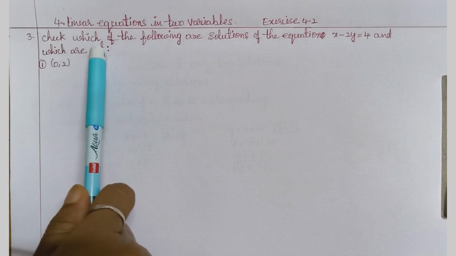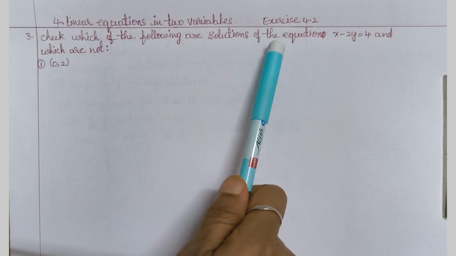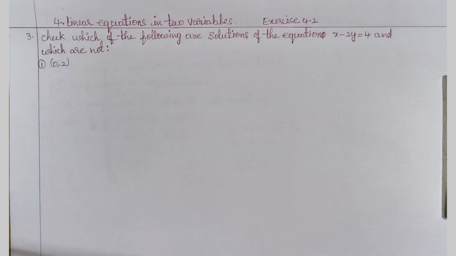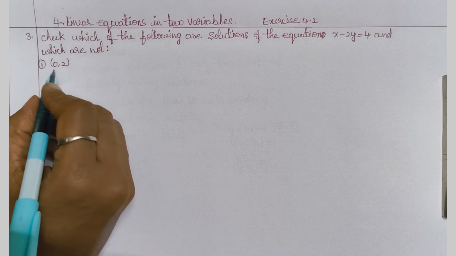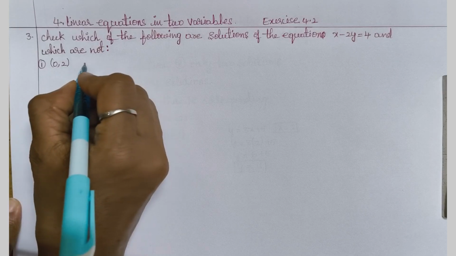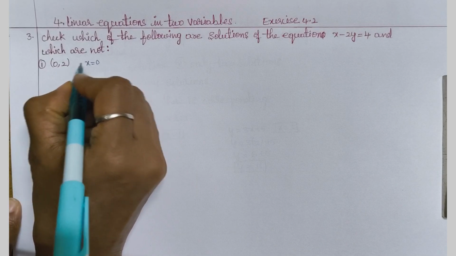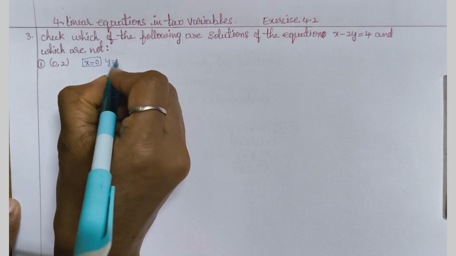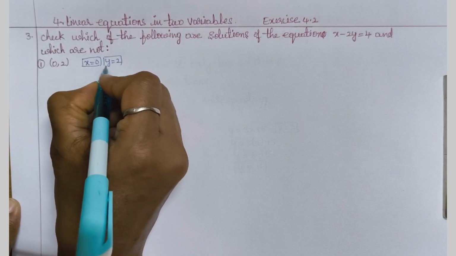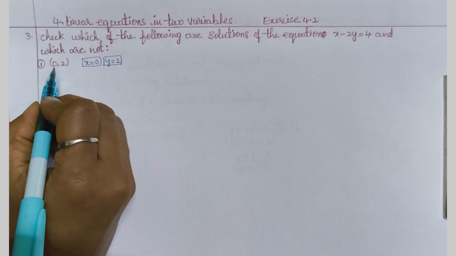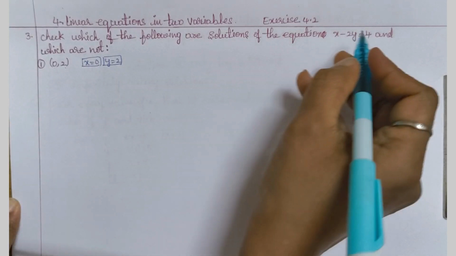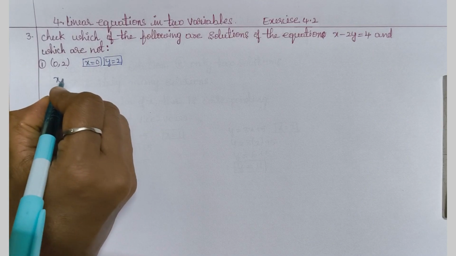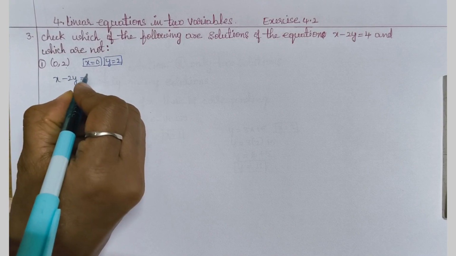Now third question. Check which of the following are solutions of the equation x minus 2y is equal to 4 and which are not. See here, what is the question? 0, 2 is there. This means what? X value we will take 0. Next, y value we will take 2. X value is 0, y value is 2. Two values are there, one is the x value, one is the y value. What is the equation? I will write. See, first question: x minus 2y is equal to 4.